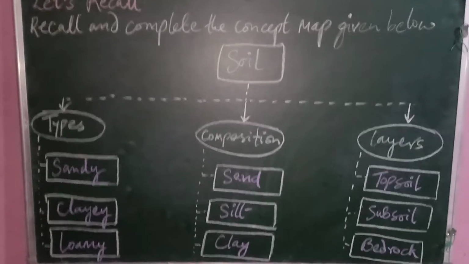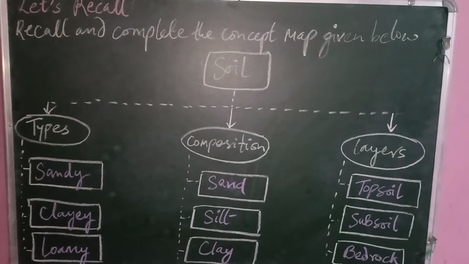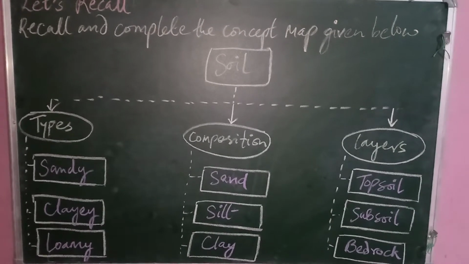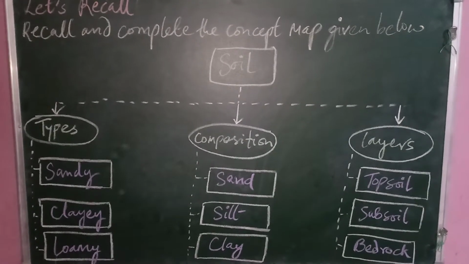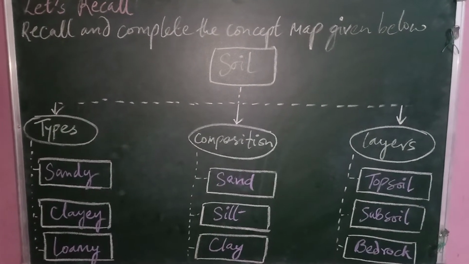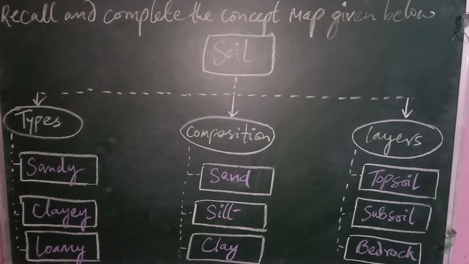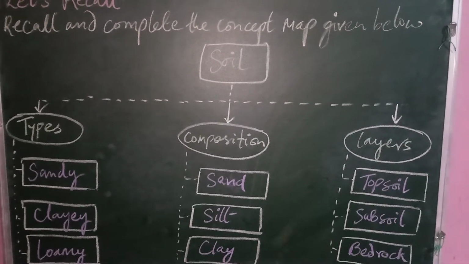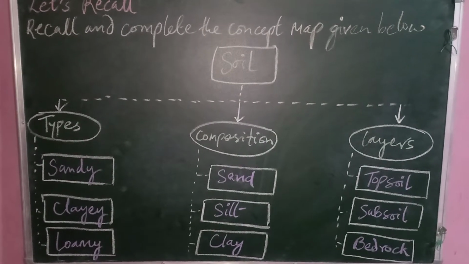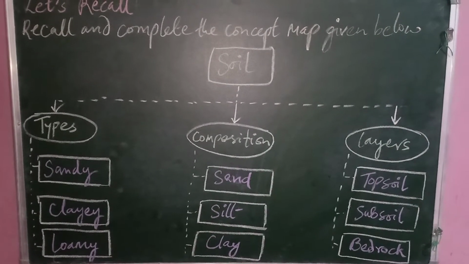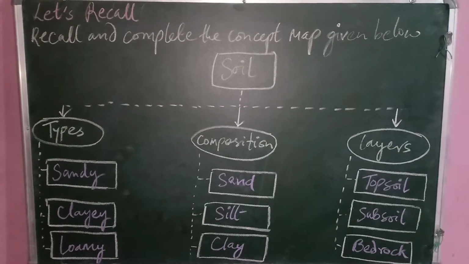So in soil types we have sandy soil, then clay soil and loamy soil. Then in composition, soil is composed of these 3: sand, silt and clay. Then we have soil layers, which are topsoil, subsoil and bedrock.